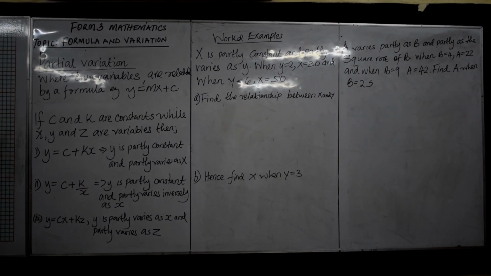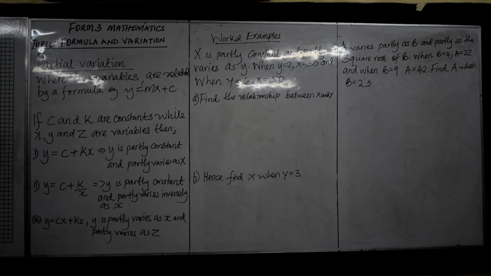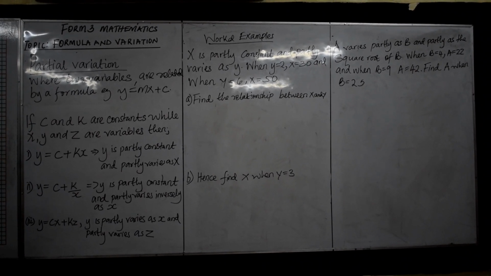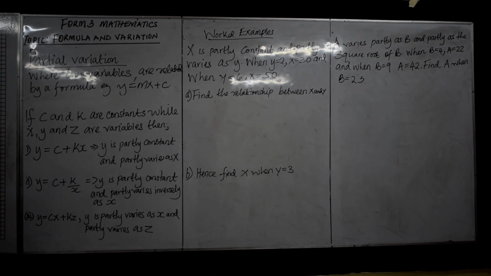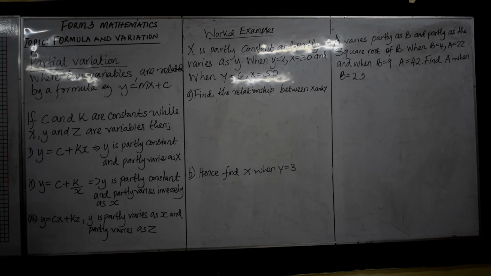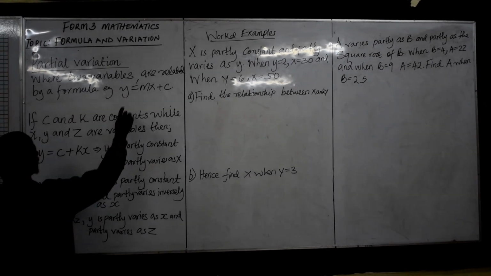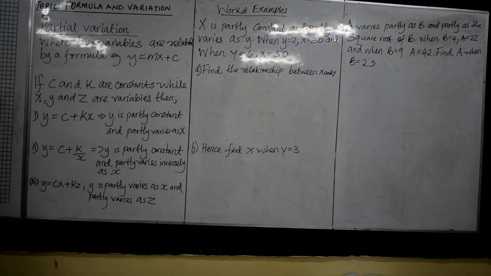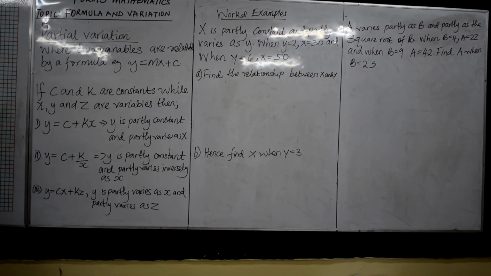We look at formula and variation, and particularly on partial variation. Partial variation is where we have two variables that are related in the formula, like the equation of a line, which is given by mx plus c, y is equal to mx plus c. And I want to give a few cases here.